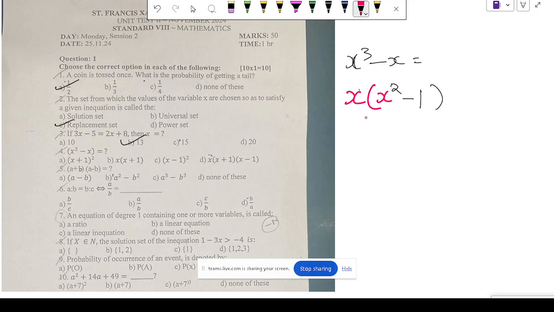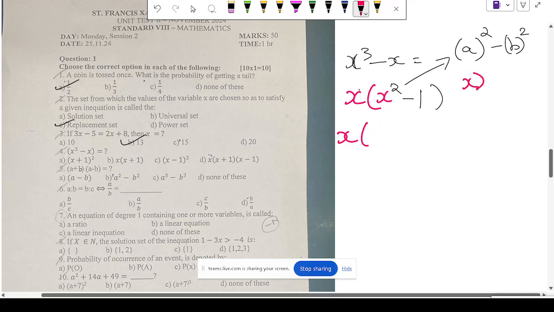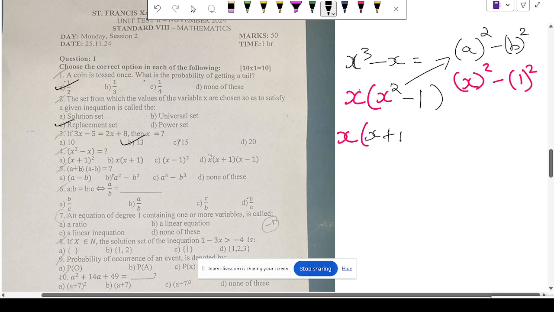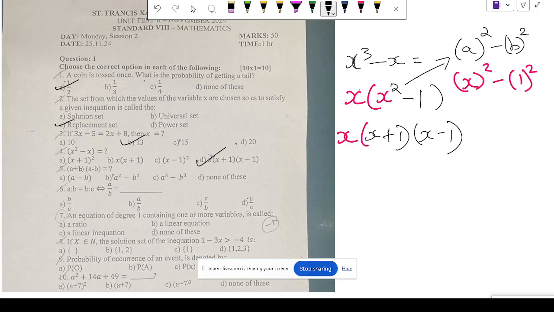Then what is this x square minus 1? How does it look like? X to the whole square, sir. A square minus b square? Yes, sir. So it is x square minus 1 square. What do you get for that? X plus 1 into x minus 1. Very good. What did you mark? I marked the correct answer, sir. D. Same thing, the answer.